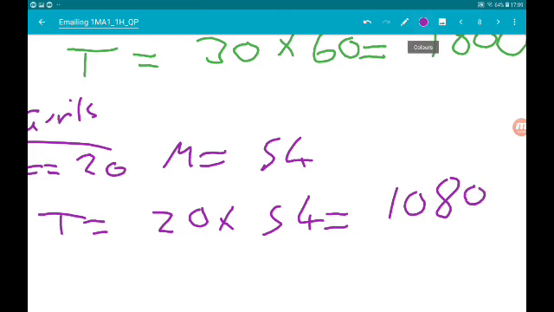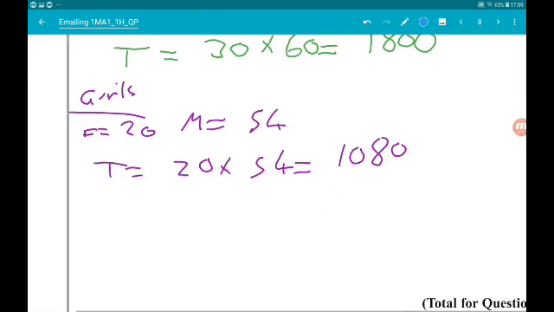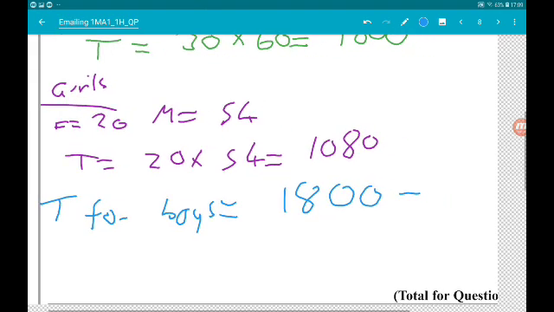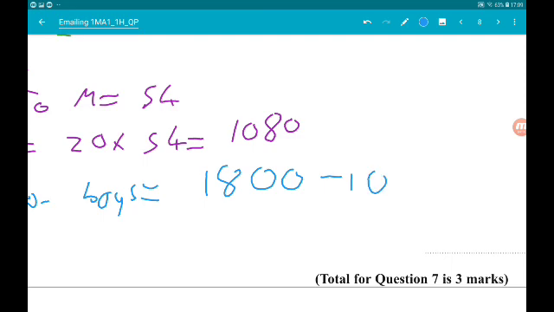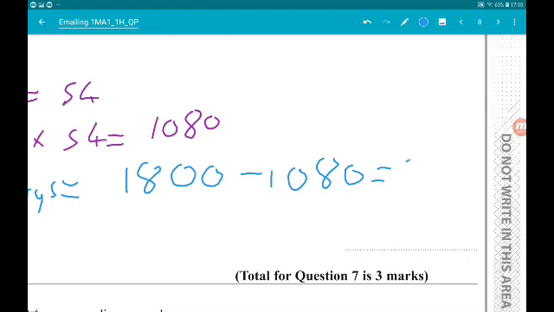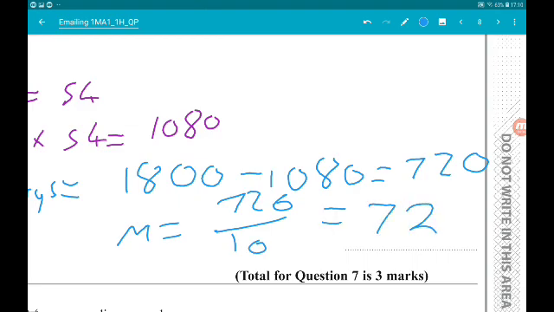So, now we can work out the total score for the boys. It's the total of the class, which is 1800, minus the total of the girls, so 1080. And that gives us 720. So their mean is 720 over 10, which is 72. Cool.